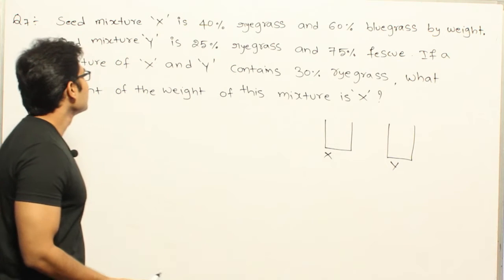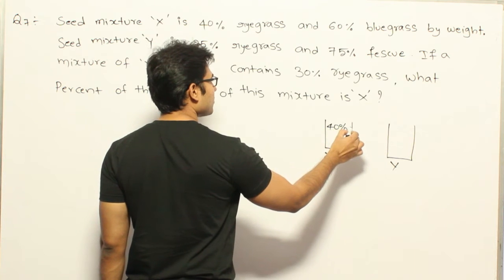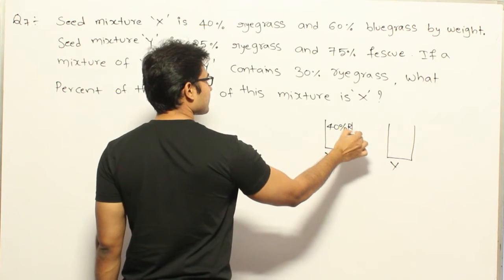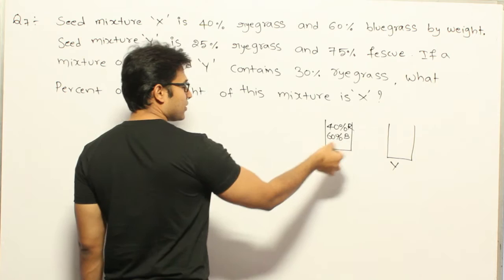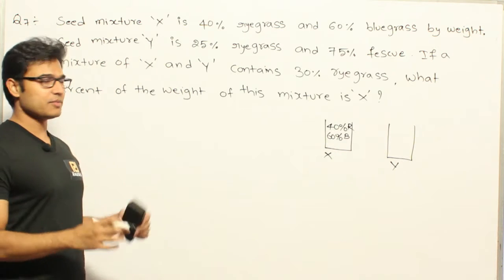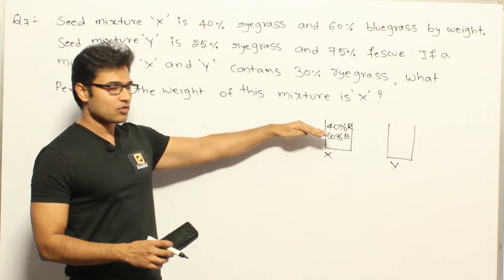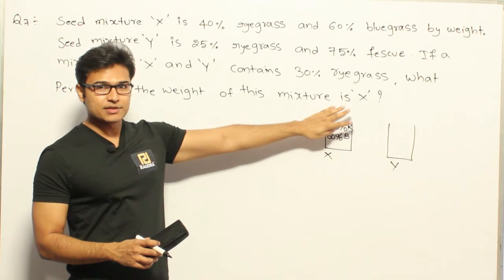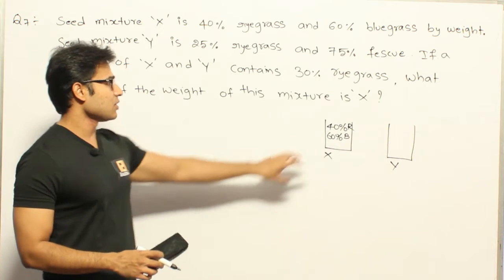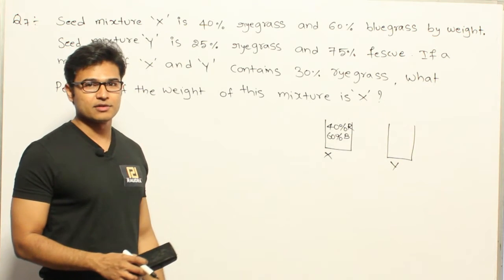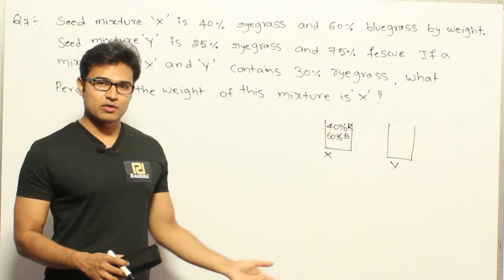Okay, and now in the X mixture there is 40% seeds which belong to ryegrass. So 40%, let's say, ryegrass, and 60% is bluegrass seeds. Even though I am writing them separately, they are thoroughly mixed up, and whenever you take some N1 cages of this one, out of that 40% you will get ryegrass seeds and 60% you get bluegrass seeds. That is the meaning of it. That is why it is called a mixture. Whenever they say that it is a mixture, whatever amount you take, you are going to get both of them in that proportion.